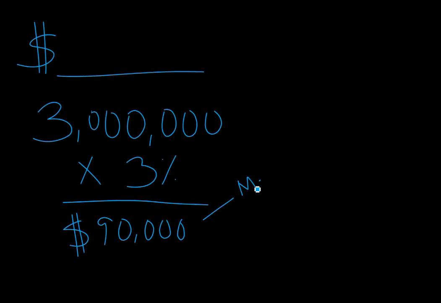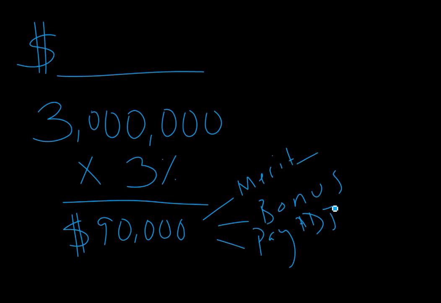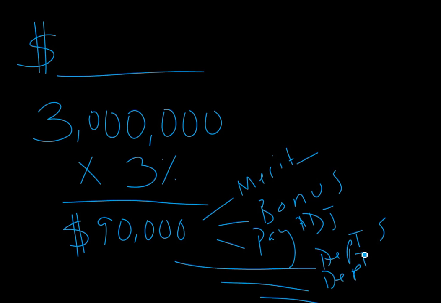And that usually goes towards merit, which means the pay increase, bonus if there is a bonus, and sometimes even making pay adjustments in cases where you may have an employee who's being paid below the market rate. So the $90,000 is the big pot of money, and then that gets distributed to various departments and budget holders. They will then determine how they're going to spend that money within their organization.